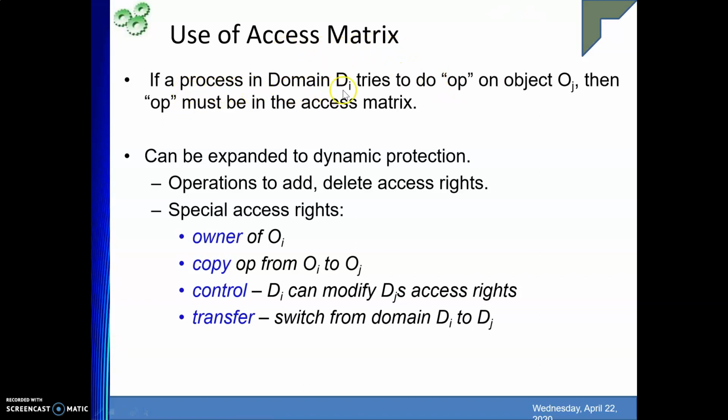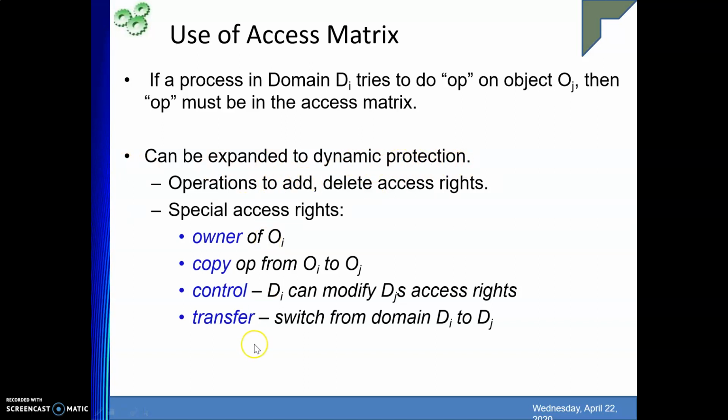If a process is executing in domain Di, that means it is working in row i, and it tries to perform one operation OP on an object Oj. This is my column. So if in this row and in this column there is an entry called OP, then only this operation OP can be performed by a process executing in domain Di on object Oj. Understand?